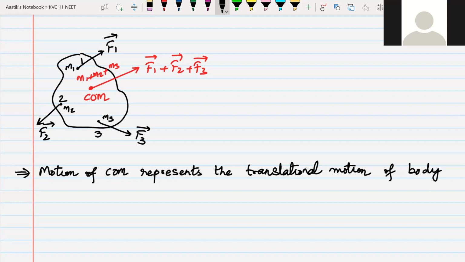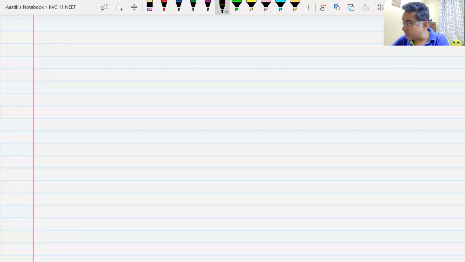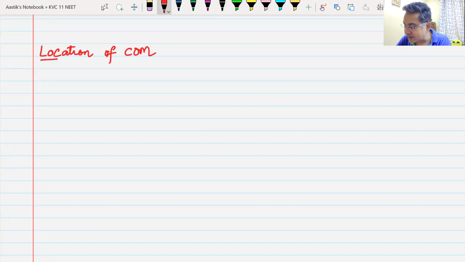The next point is, how do you find the location of this center of mass? Has anyone noted this down? To find the location of the center of mass, you can write the heading location of center of mass. Remember, the center of mass does not exist. It is just a concept that we have created. It is not a real point. It is an imaginary point.